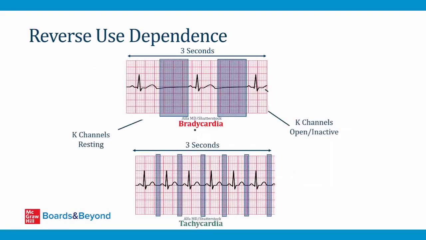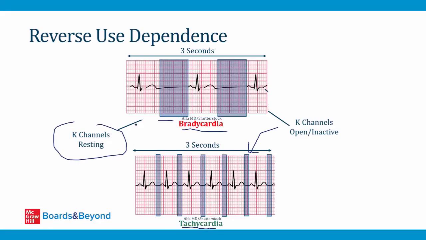So if you look at this bradycardic EKG at the top of the slide here, the areas in blue are when there are no action potentials occurring in myocytes. We know this because the EKG is at baseline between depolarizations and QRS complexes. Down at the bottom is a person with a tachycardic heart rate, and you can see there's much less blue, and that means there's much less time when the potassium channels are in the resting state.